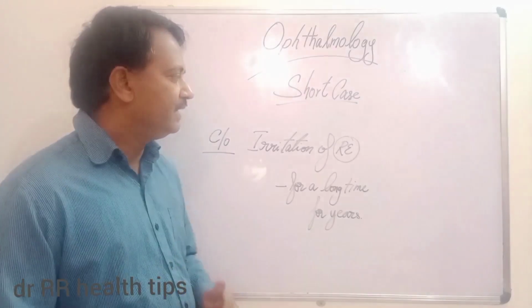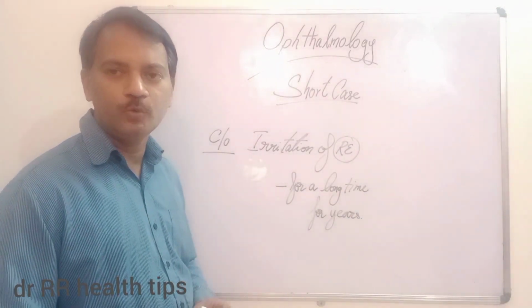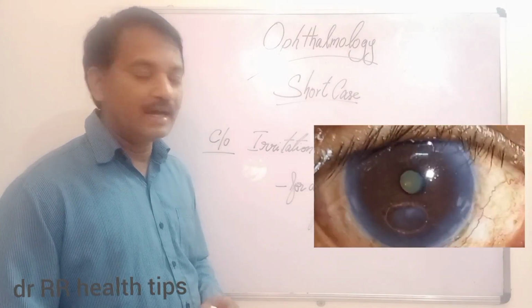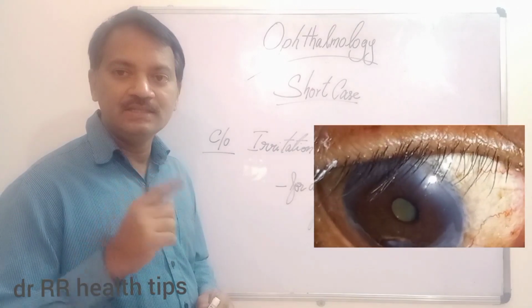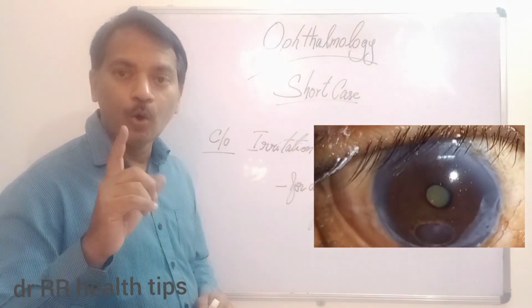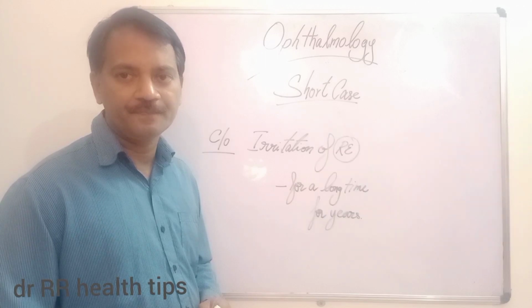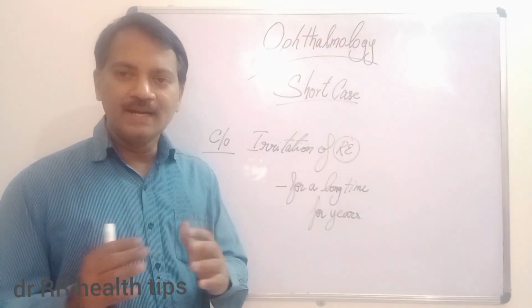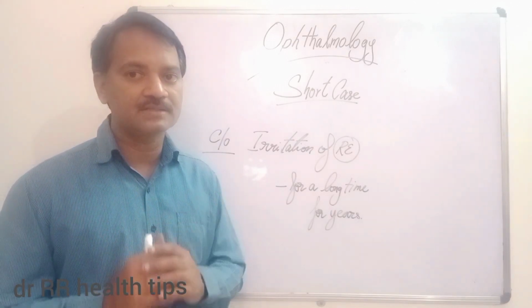When you examine this patient, you can see that there is a small opacity in the lower 1/3 of the cornea. Now let us see the patient's entire face.